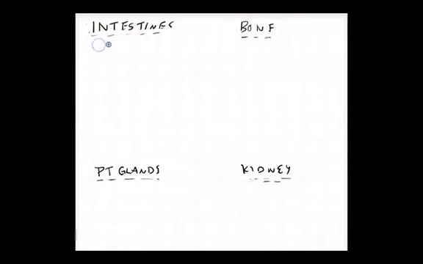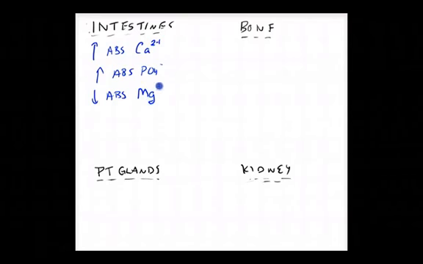In the intestines, there's three things you need to keep in mind. Vitamin D is going to increase the absorption of calcium. It's going to increase the absorption of phosphorus or phosphates. And it's going to decrease the absorption of magnesium.